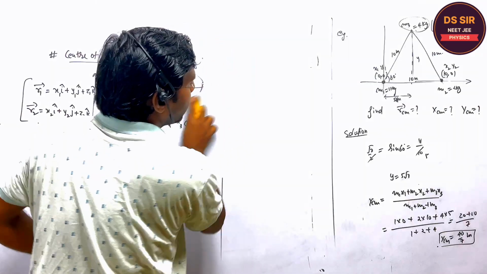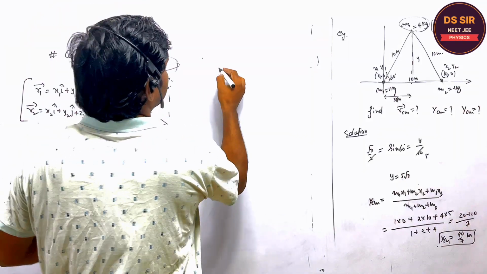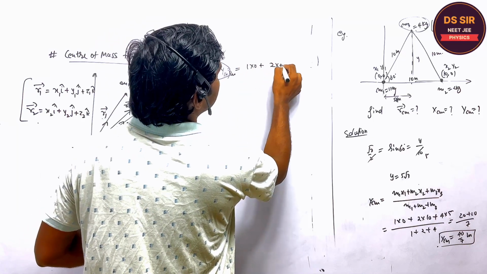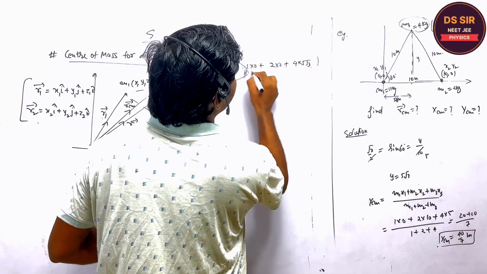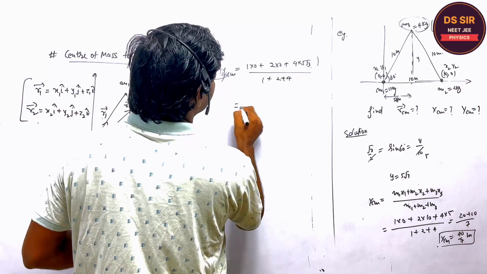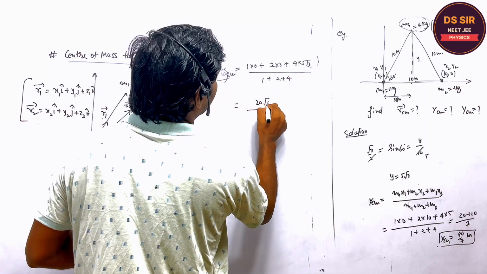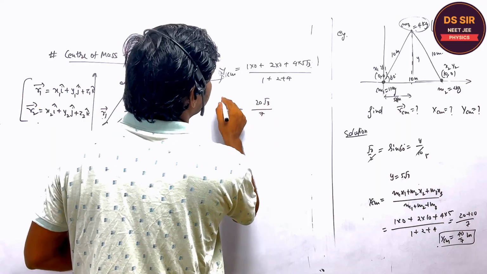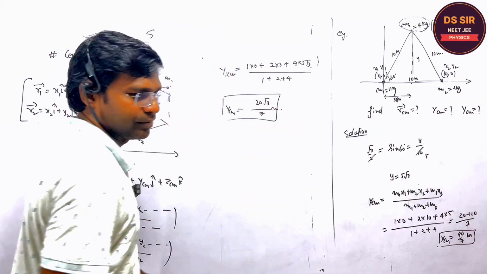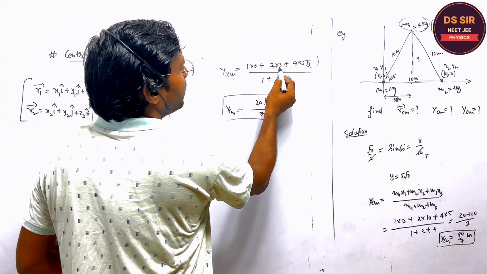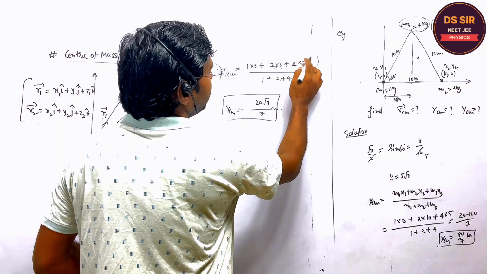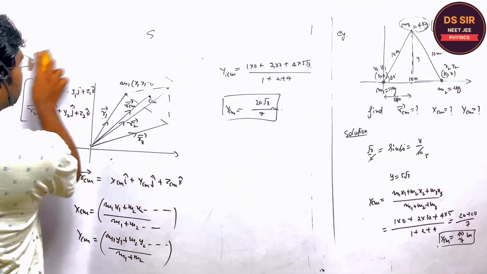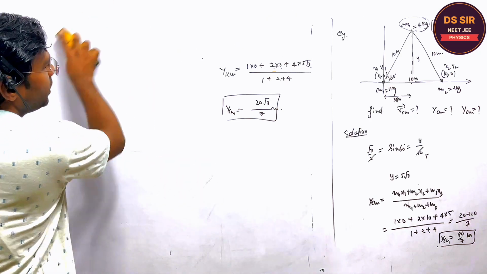Copy this. I am also calculating the YCM. The YCM is (1 into 0, 2 into 0, 4 into 5 root 3) divided by (1 plus 2 plus 4). So it is 7 in the denominator and 20 root 3 in the numerator. Right? That is the answer. So this is the YCM, in meters. Right? m1 y1, m2 y2, m3 y3. Any doubt here you can ask? Right? Okay. So this is the center of mass.